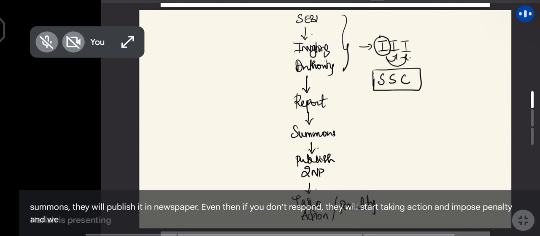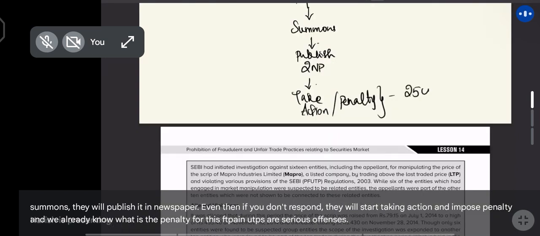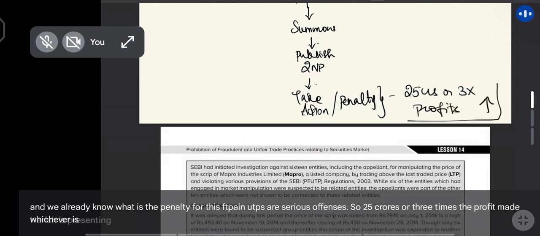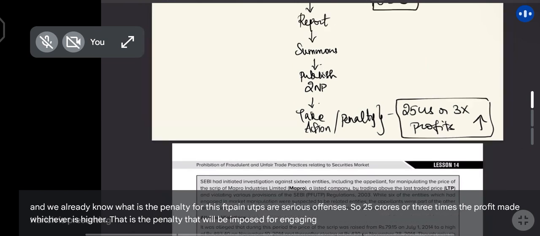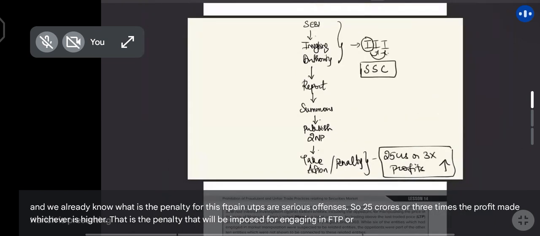And we already know what is the penalty for this. FTP and UTPs are serious offenses. So 25 crores or 3 times the profit made, whichever is higher. That is the penalty that will be imposed for engaging in FTP or UTP.